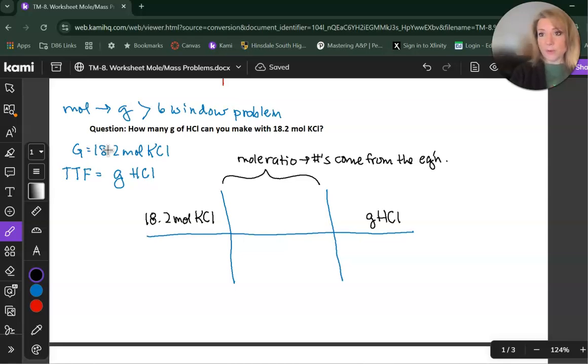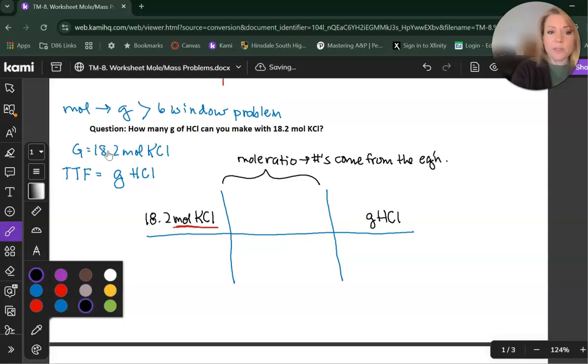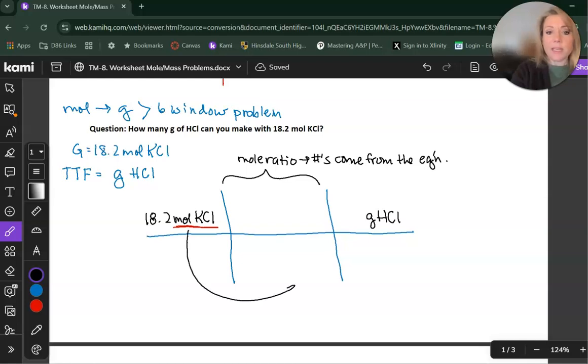So what number goes where? Well, the first thing I need to do is take my unit, which is moles of KCl, and I need to rewrite it down here in the next window. So I'm going to write mole of KCl. You're just copying it down, folks. It's just taking what you've got here in the upper left and moving it down so that you can cancel it out in a couple minutes.